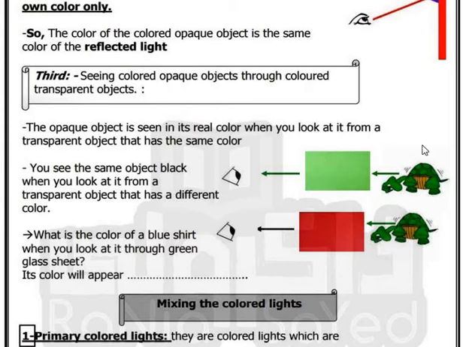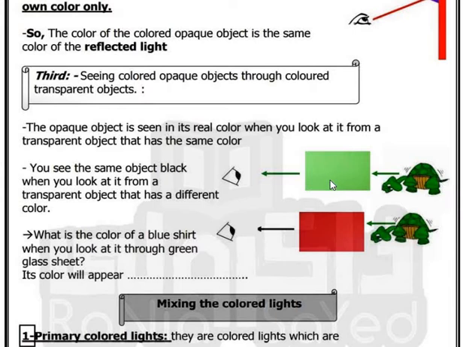When the white light falls on the turtle, it will absorb all light colors and reflect its own color only, which is the green color. When the green color reaches the green glass sheet, it is a similar color, the same color, so the sheet will allow it to pass through. So it will reach our eyes and we will see the turtle in a green color.